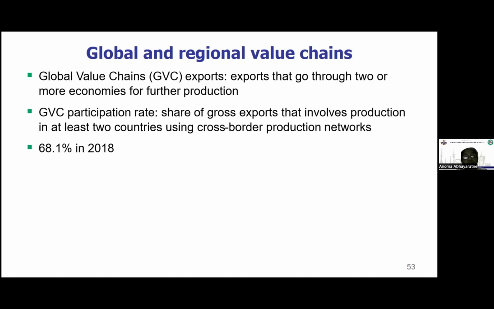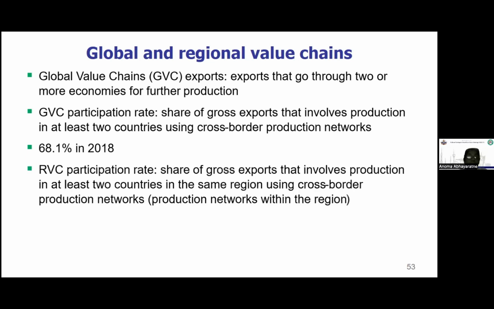These global value chains participation rate is 68.1% in 2018. That is good for the countries of the mother company. If we take Japan, they are a small country with a small population, no raw materials or resources. So a country like that, we can understand why they want other countries to participate in their production process.